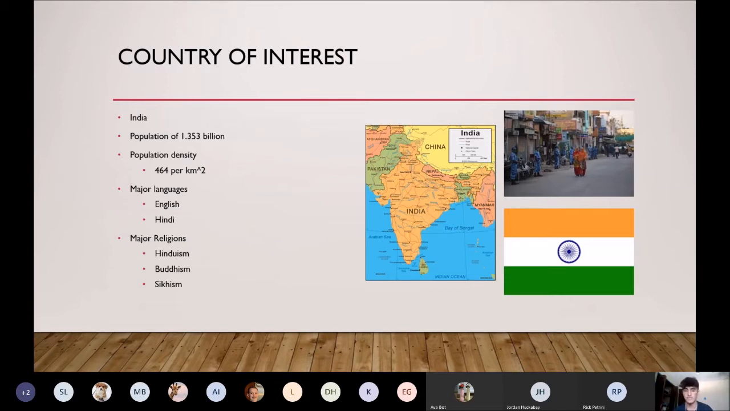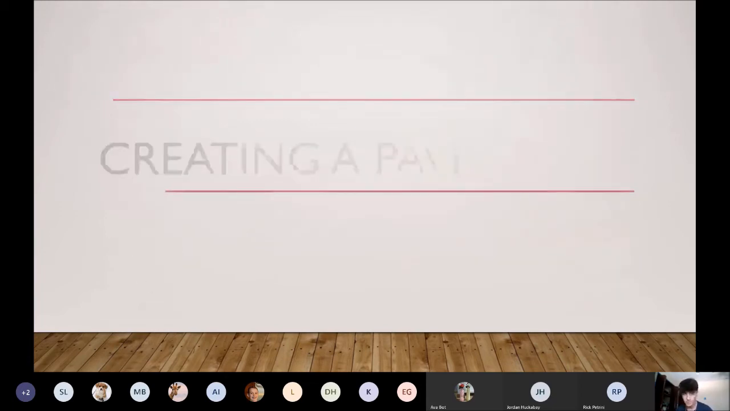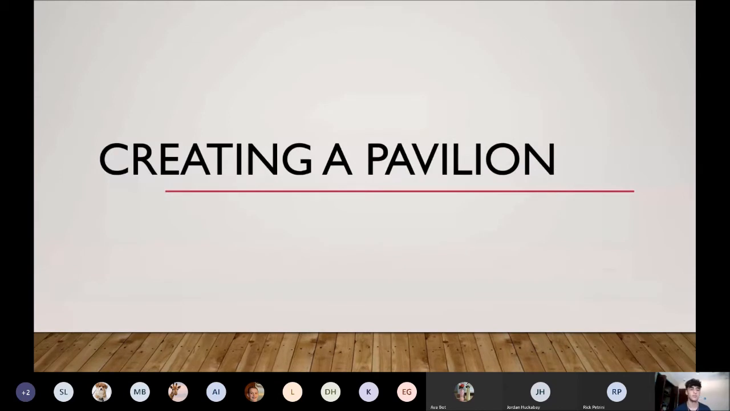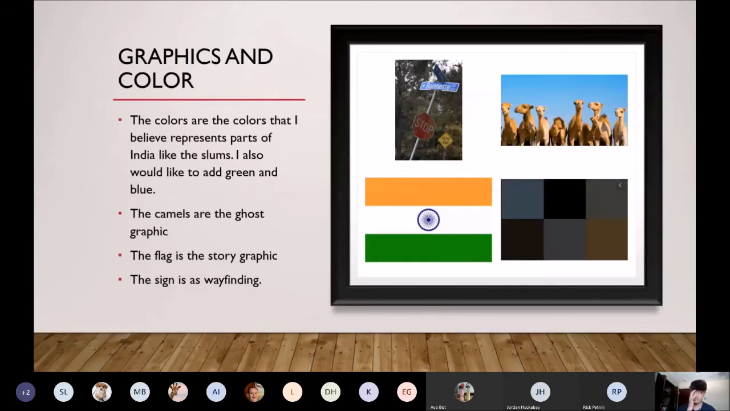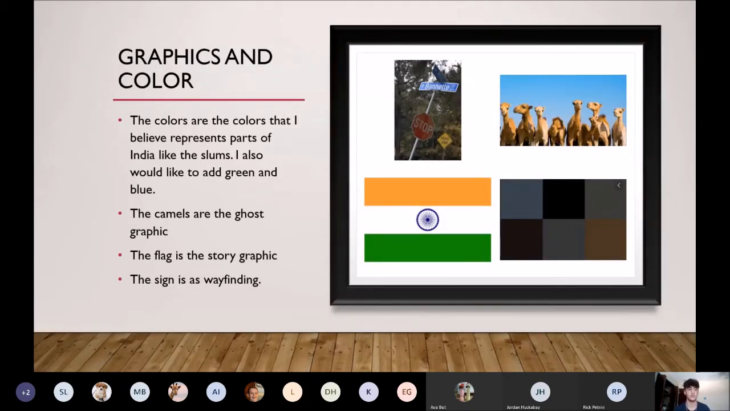There's two major languages, English and Hindi, and the major religions are Hinduism, Buddhism, and Sikhism. Creating a pavilion is the first thing that we had to do for the Westcott project. A pavilion is pretty much a land that showcases a country that has a story involved in it.